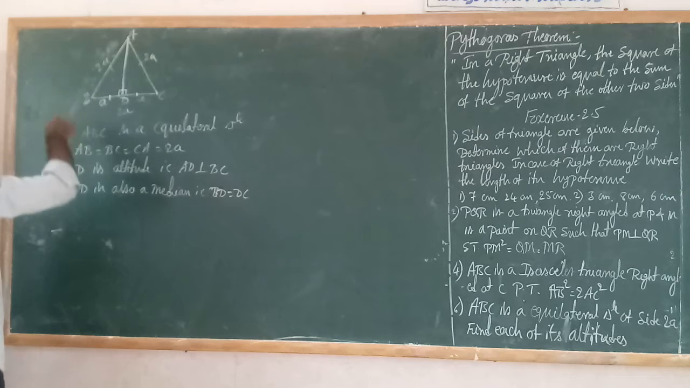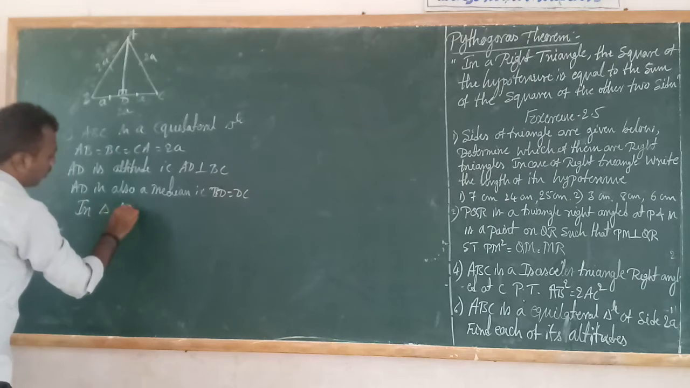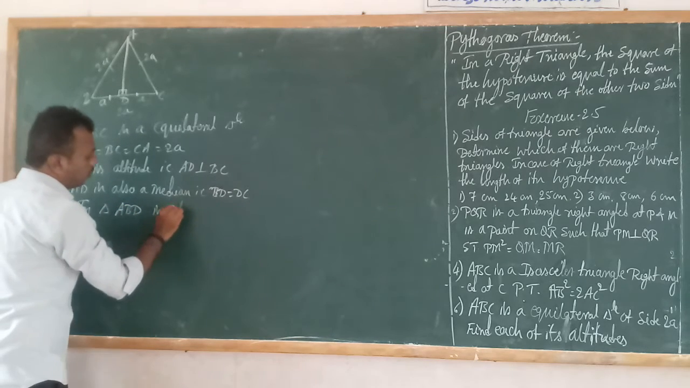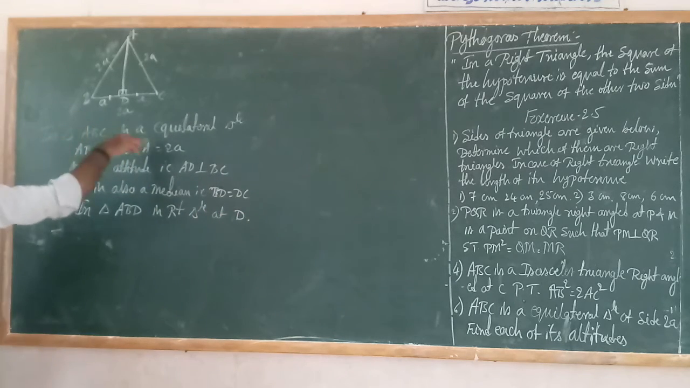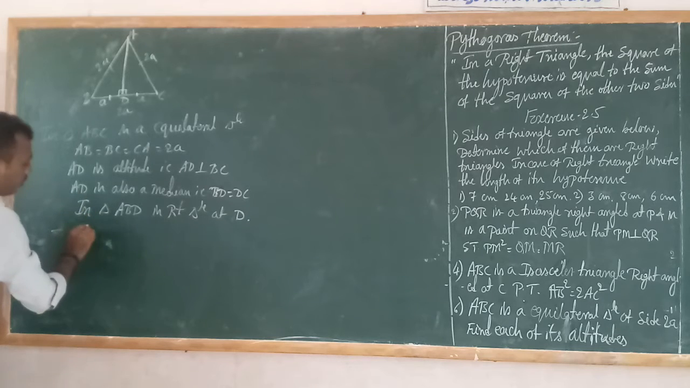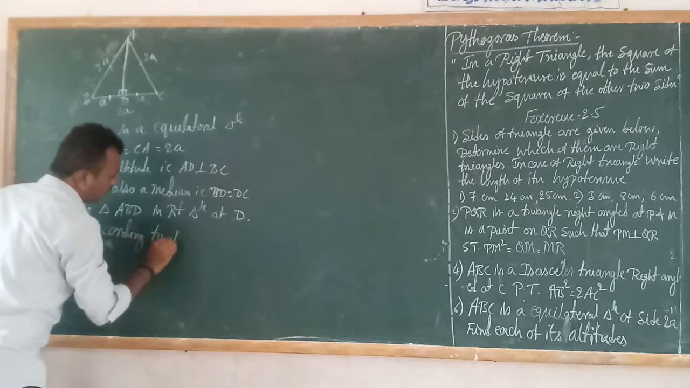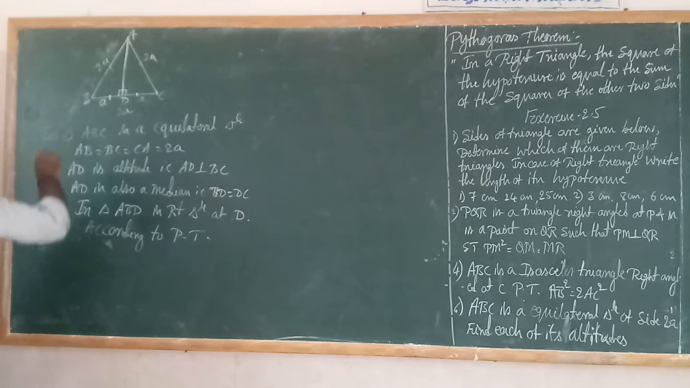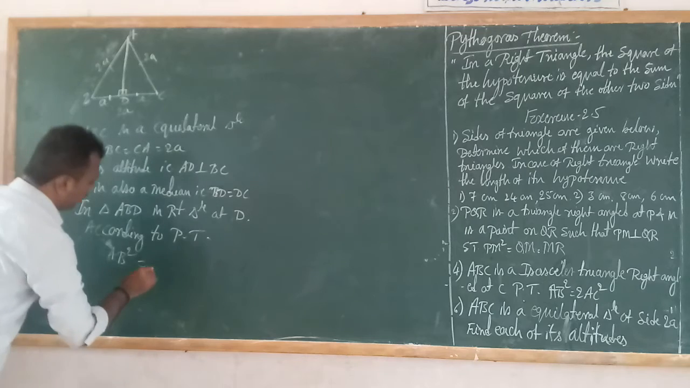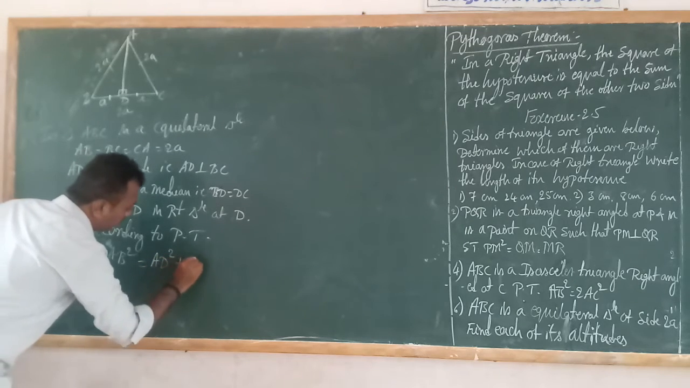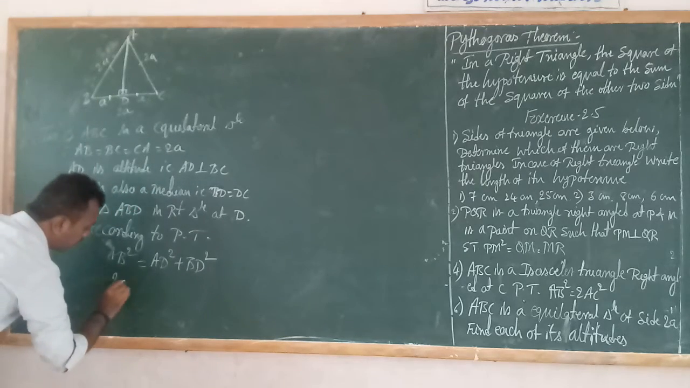Okay. Now I will consider the triangle. In triangle ABD, ABD is a right triangle at D, because AD is perpendicular to BC. Now, according to the Pythagoras theorem, the square of the hypotenuse, that means AB square is equal to AD square plus BD square. Now, what is the length of AB? 2A. So this is 2A.